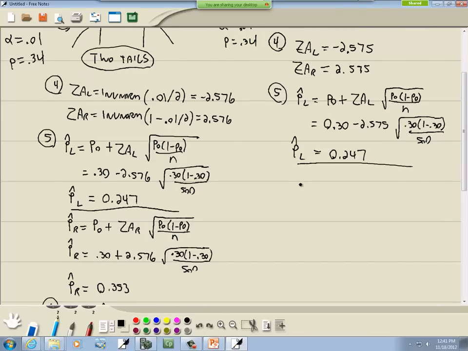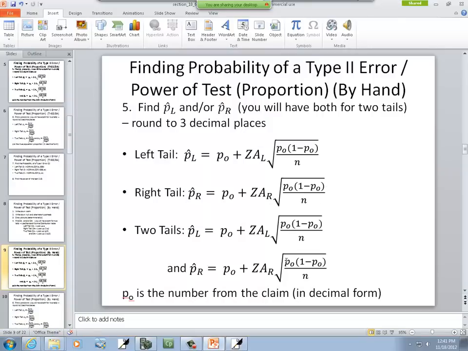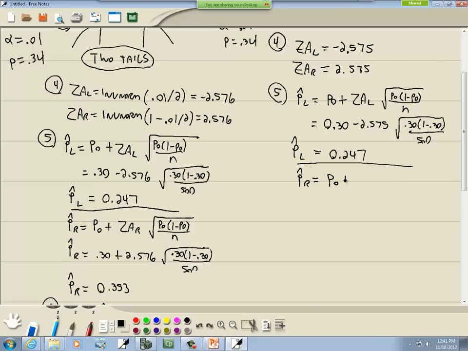Okay, now let's find P hat sub R. And it's this formula here. So we got P naught plus ZA sub R times square root of P naught times 1 minus P naught divided by N. So P hat sub R, P naught is 0.30 again, plus 2.575 times square root of P naught, which is 0.30 times 1 minus 0.30 divided by N, which was 500.